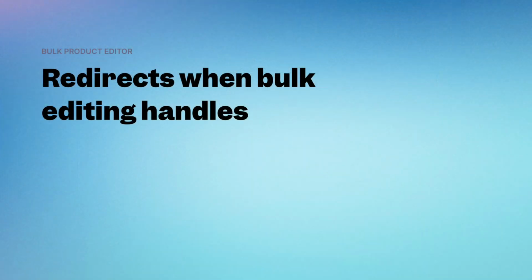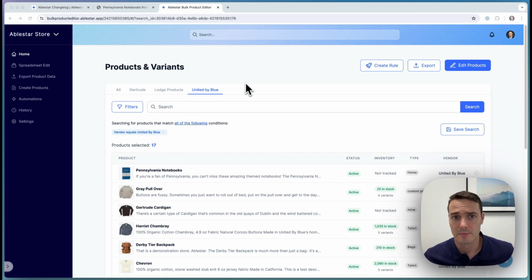The bulk product editor can now create redirects for you when you bulk edit product handles. This makes it really easy to fix product handles if they're not matching the product titles while still maintaining the SEO from those old URLs.